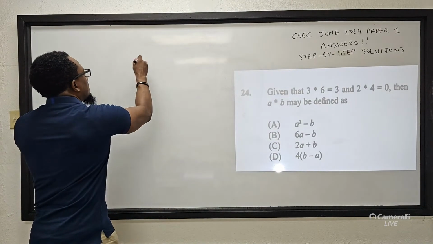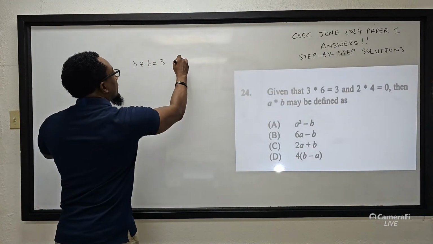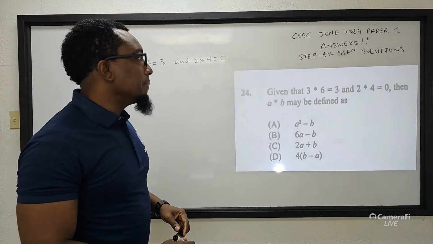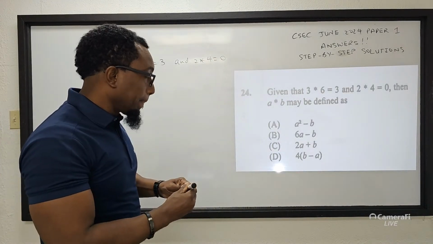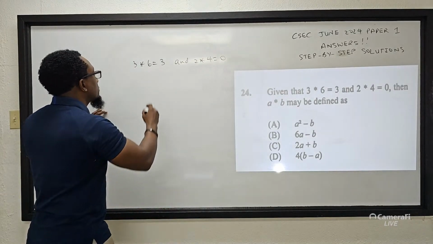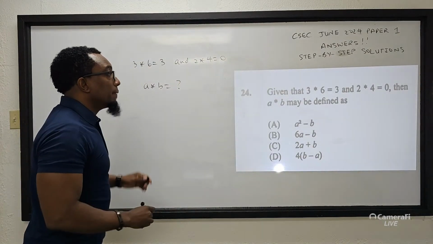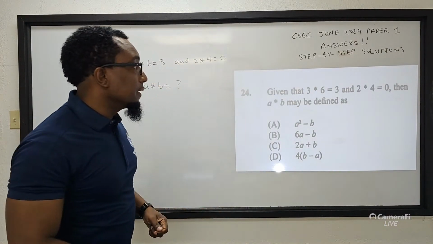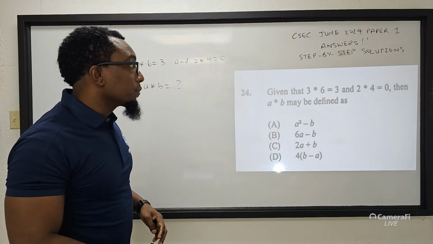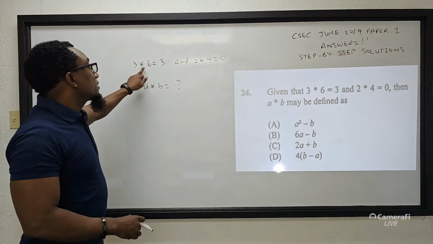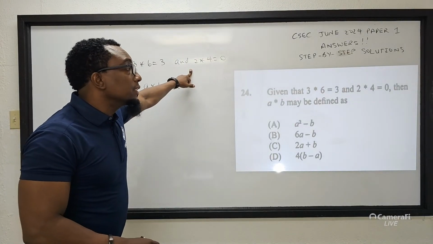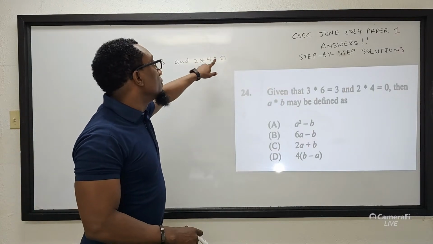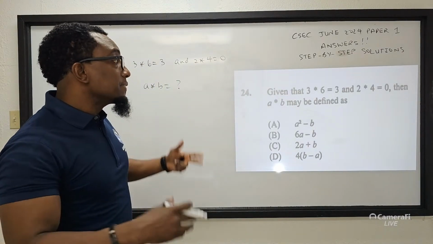So question 23. Let's look at question 24. 3 asterisk 6 is equal to 3 and 2 asterisk 4 is equal to 0. Then A asterisk B may be defined as? So we want an expression representing A asterisk B. And the trick with this, we have 4 options here. So we can take all 4 options, and I'm going to use 3 asterisk 6 and 2 asterisk 4 to see which option will help me to get a result of 3 for 3 asterisk 6 and a result of 0 for 2 asterisk 4.